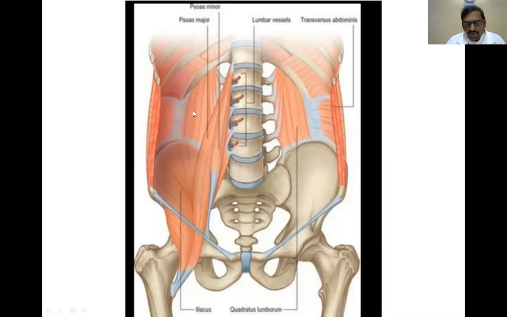And quadratus lumborum and transversus abdominis are also covered by fascia, that is the anterior layer of the thoracolumbar fascia. Especially lumbar fascia, because it also extends into the back of the thorax. That is why it is called thoracolumbar fascia. At this level, there is only lumbar fascia. These are all the fascia which are taking part in the formation of the posterior abdominal wall.